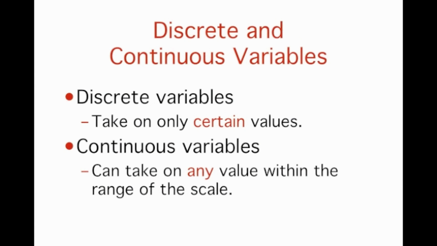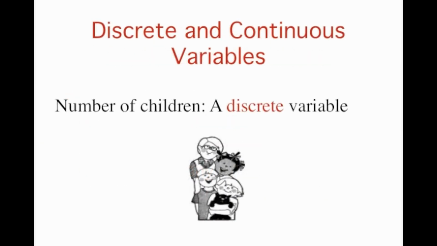Another important distinction is between discrete and continuous variables. Discrete variables can take on only certain values. Continuous variables can, theoretically, take on any value within the range of the scale. Variables such as number of children in a household are called discrete variables since the possible scores are discrete points on a scale. For example, a household could have 3 children or 6 children, but not 4.53 children.